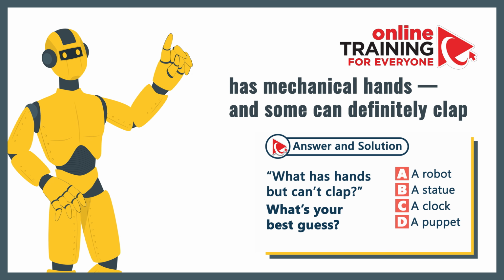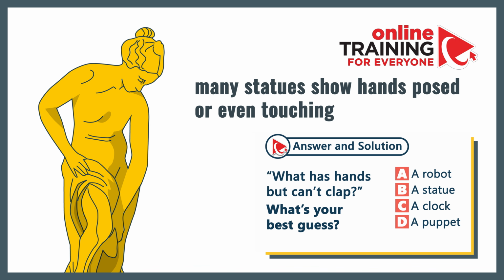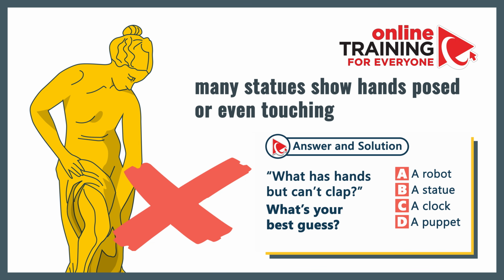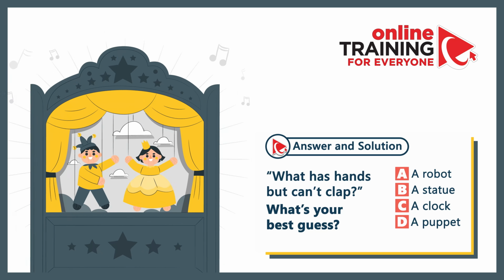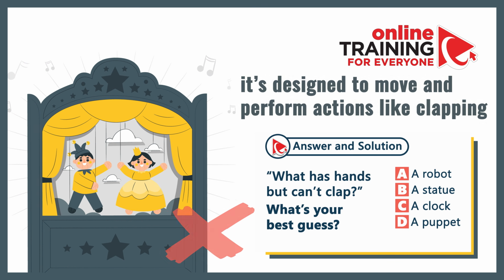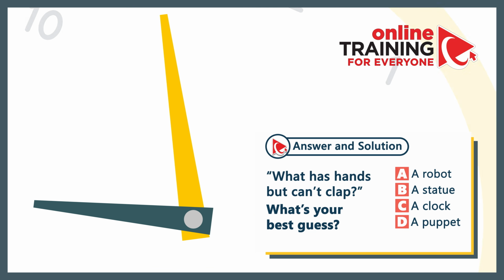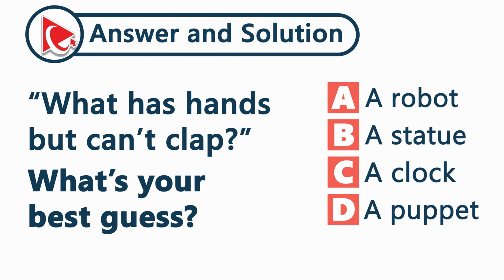A robot has mechanical hands, and some can definitely clap. A statue? Possibly, but many statues show hands posed or even touching. A puppet? Same deal. It's designed to move and perform actions like clapping. But only one of these has hands that are purely symbolic. They show motion, but don't move themselves. The correct answer here is choice C, a clock.